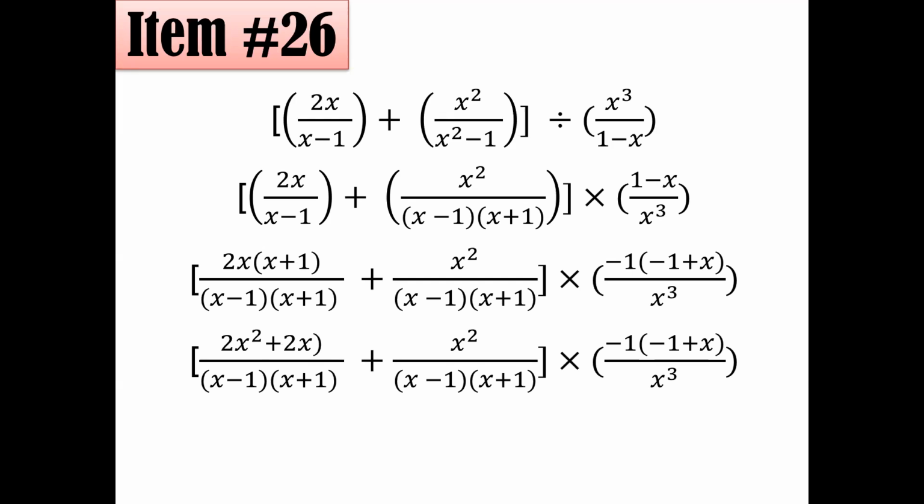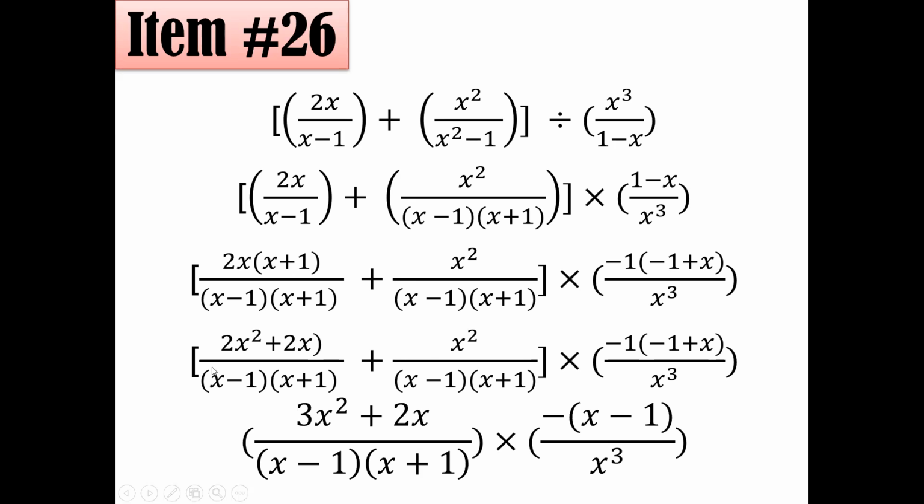From here, I multiplied the 2x and x plus 1, and that resulted to 2x squared plus 2x. Okay? And I copied the rest also. And ano yung next, no? Notice nyo, similar fractions na po itong dalawang to. And to simplify or to add similar fractions, we copy the common denominator and add their numerators. So 2x squared plus 2x plus x squared, combining like terms gives you 3x squared plus 2x times this one. It's understood the negative 1, so negative na lang. And by the commutative property, this becomes x minus 1.